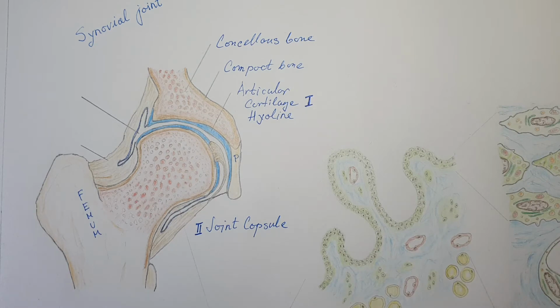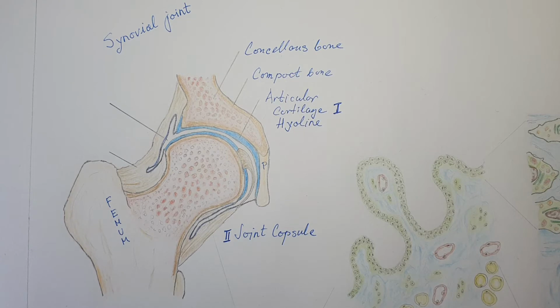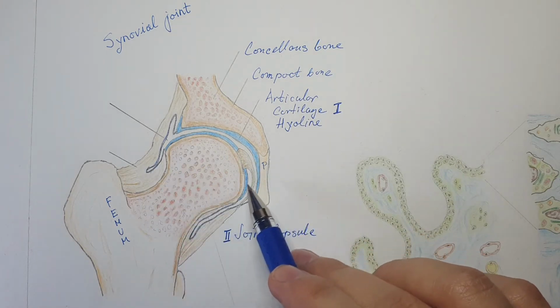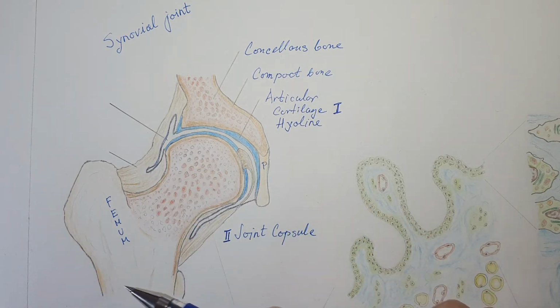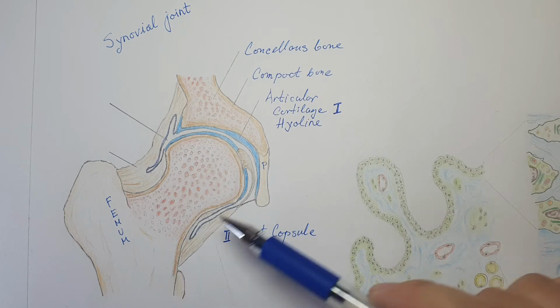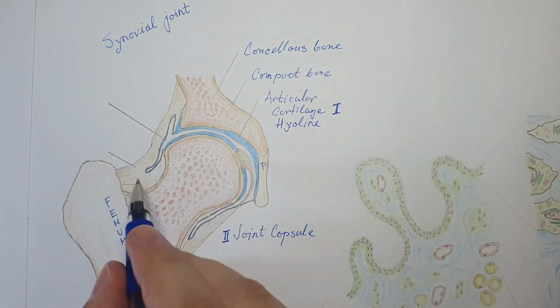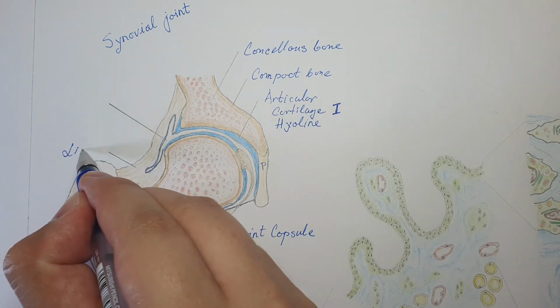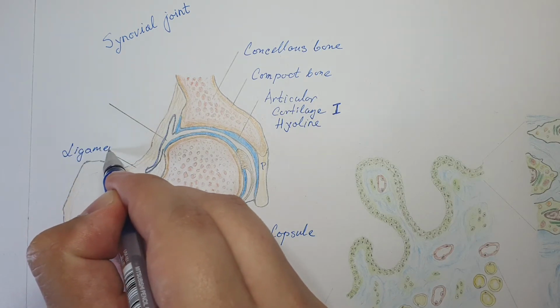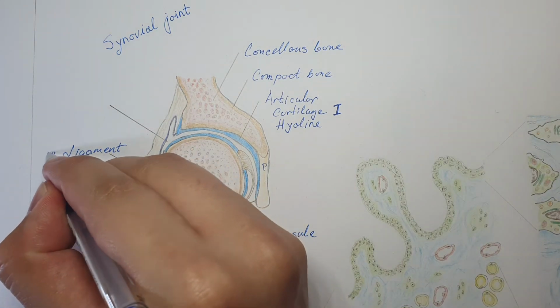The third element that is present in these joints are ligaments. The ligaments are tight, fibrous connective tissue that connects and strengthens the bond between two bones. So this would be a ligament. And that is the third important element.